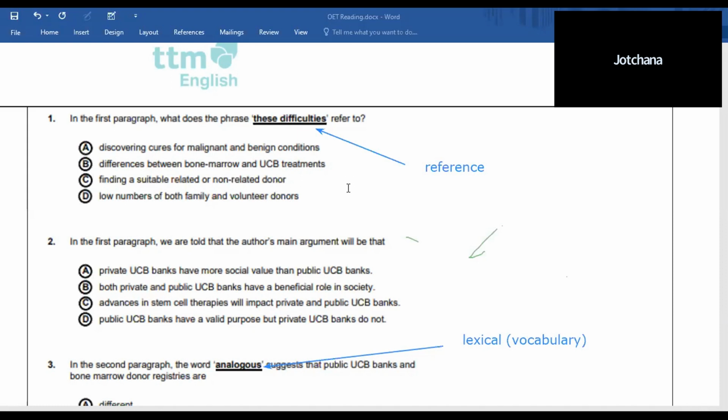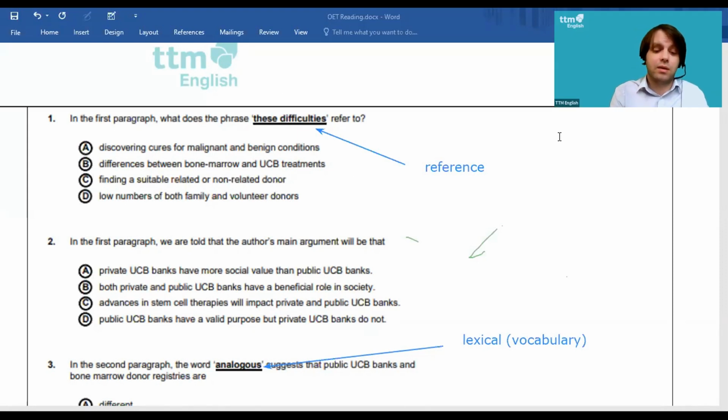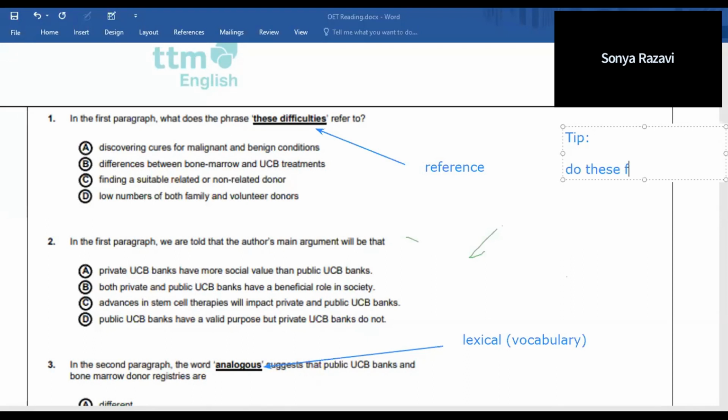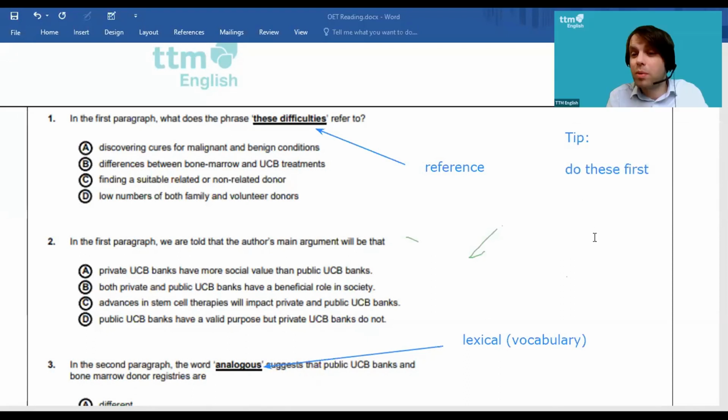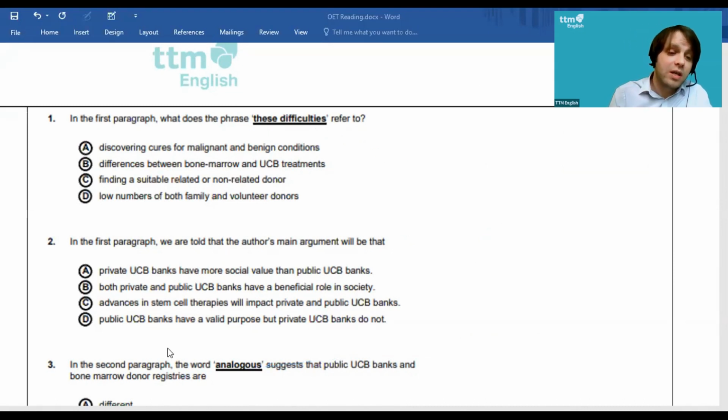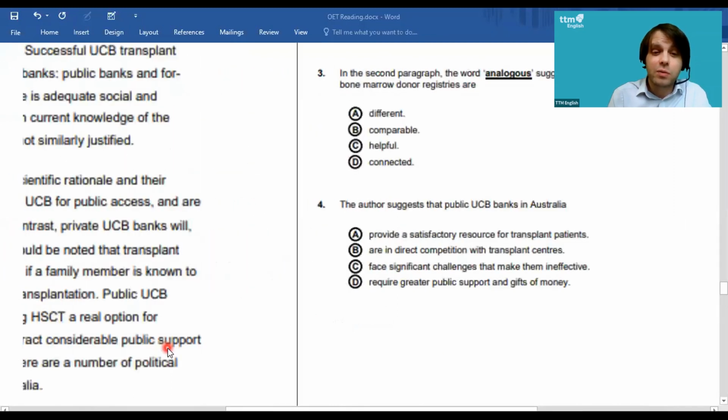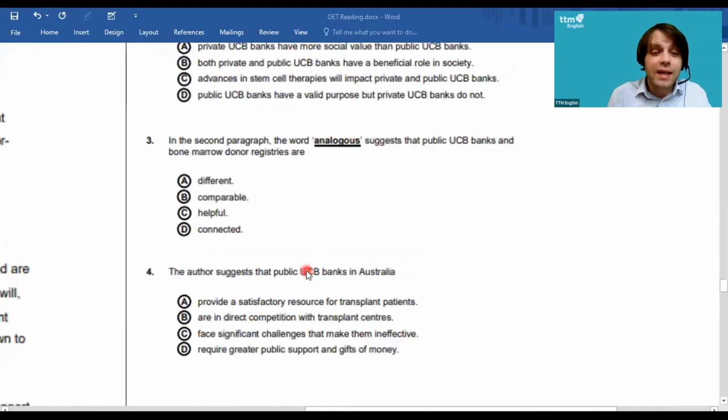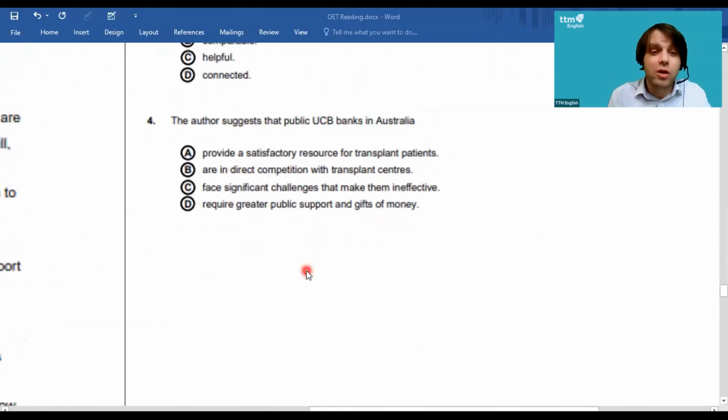Okay? So here's a little tip. I'll put it here. Do these first. This vocabulary is so hard. I know, but she says they're usually easier, though I don't know if that's true all the time. Anyway, we're going to go now to this one because this one is different. For this one, we can't use technique 1. We're going to have to use technique 2.